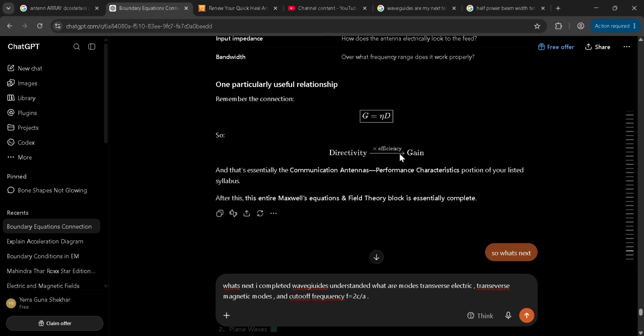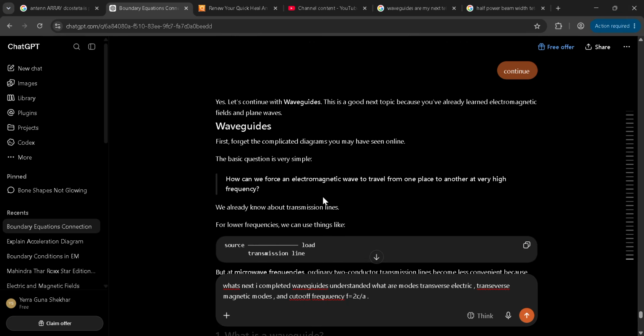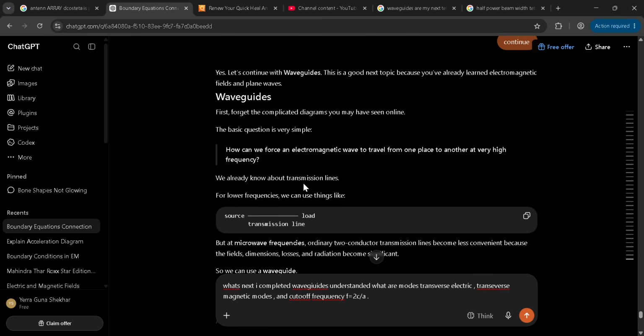How can we force an electromagnetic wave to travel from one place to another at a very high frequency? We already know about transmission lines. For lower frequencies, we can usually use a source, load and transmission line. But at microwave frequencies, ordinary two-conductor transmission lines become less convenient because the radiation and conductor losses become significant, so we can use a waveguide.